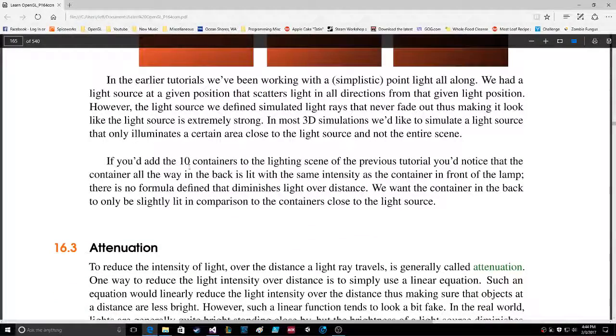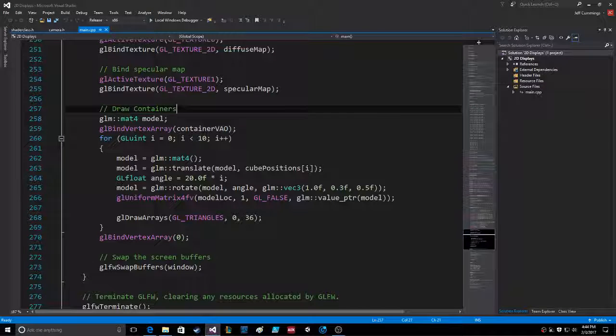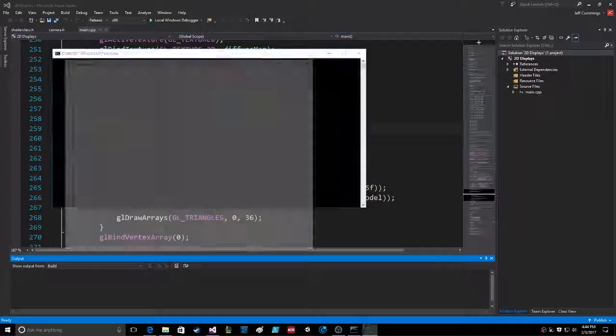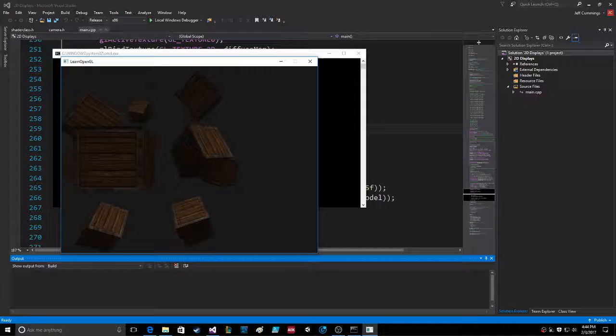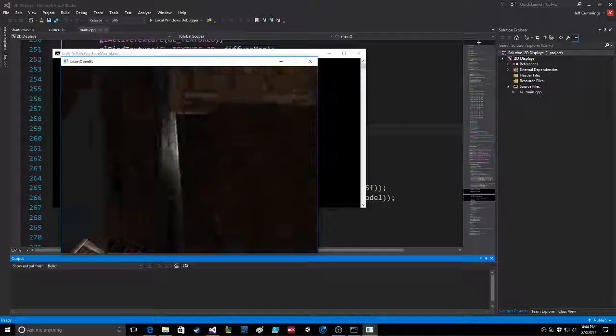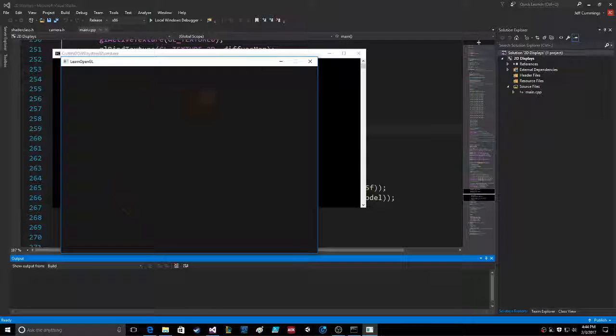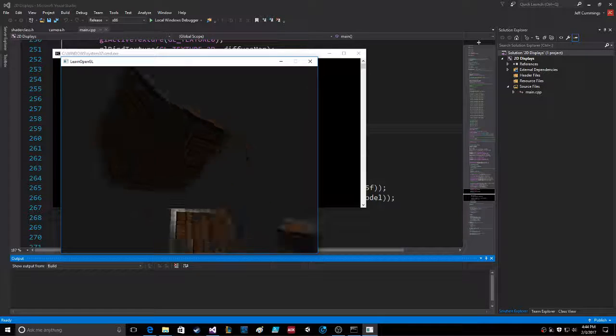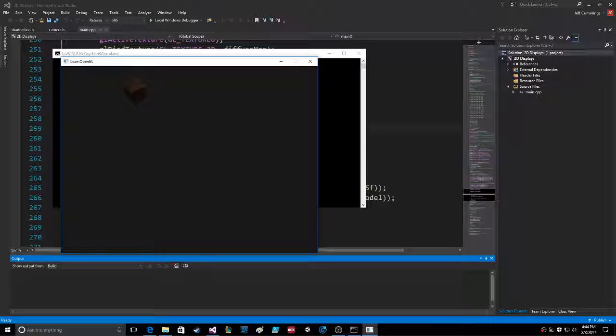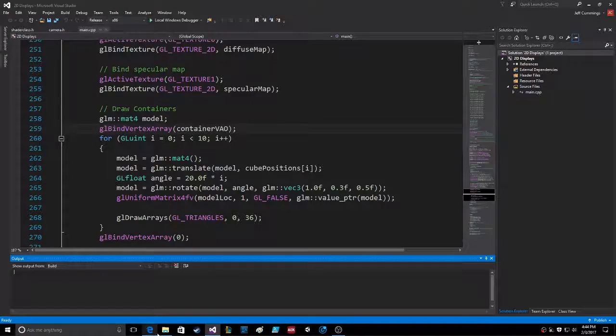If you'd add the 10 containers to the lighting scene of the previous tutorial, you'd notice that the container all the way in the back is lit with the same intensity as the container in front of the lamp. There is no formula defined that diminishes light over distance. We want the container in the back to only be slightly lit in comparison to the containers close to the light source. Let's look at that. Alright, well, it's true. They all appear to be lit the same, I guess. So, alright, moving on.